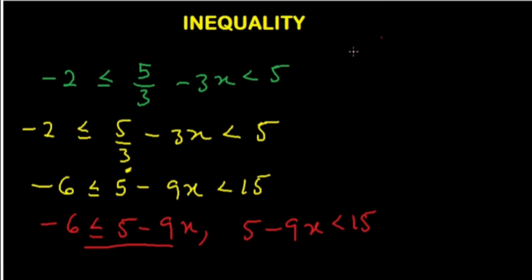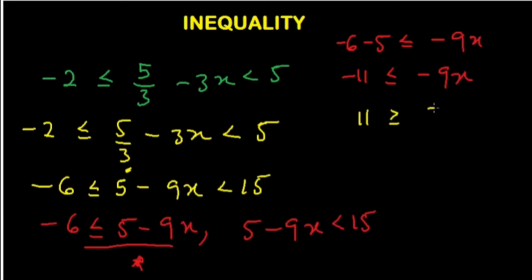This one does not need sorting, and even this one also. So what I just need to do is subtract 5 from both sides. I will have minus 6 minus 5, or add minus 5 to both sides, rather. So I'll have minus 11 less than or equal to 9x. Please don't say cancel minus on both sides, okay? I've explained that before. So this would be 11 greater or equal to 9x. Alright, that will be 9x is less or equal to 11, and x is less or equal to 11 over 9.